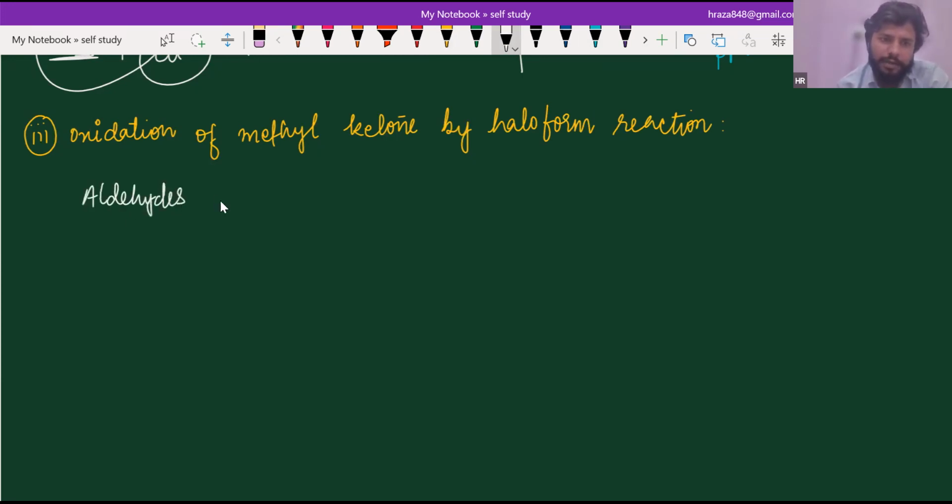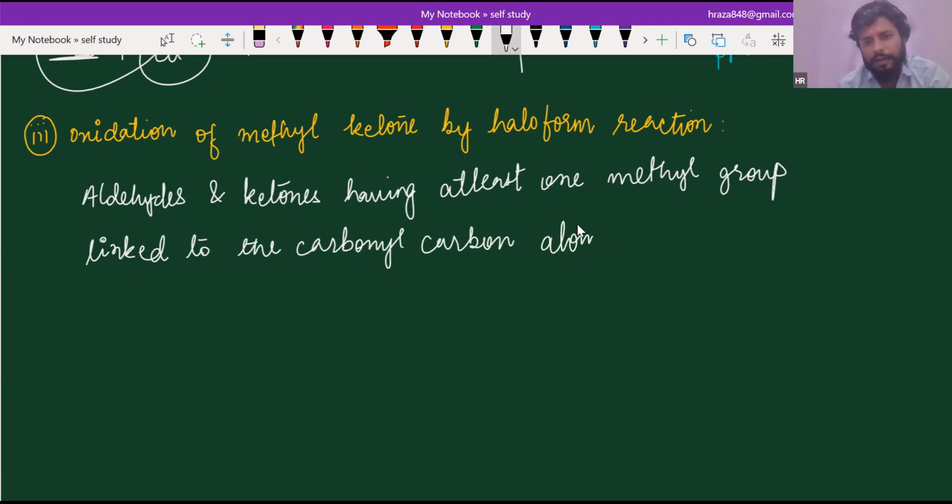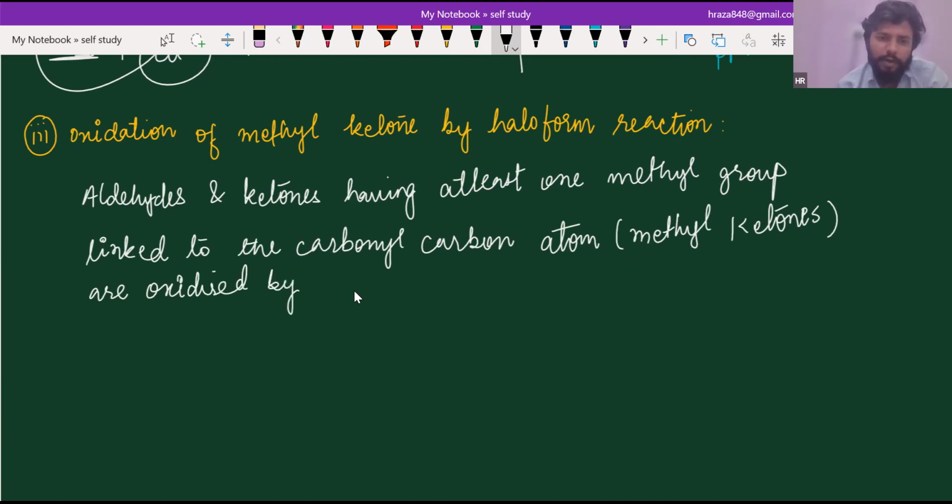Please do write with me. Aldehydes and ketones having at least one methyl group linked directly to the carbonyl carbon atom, also known as methyl ketone, are oxidized by sodium hypohalite.